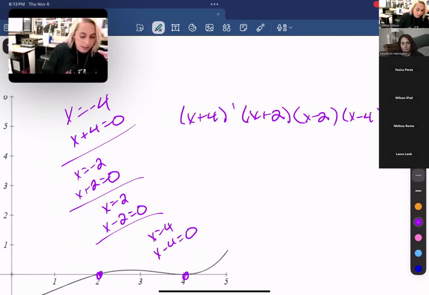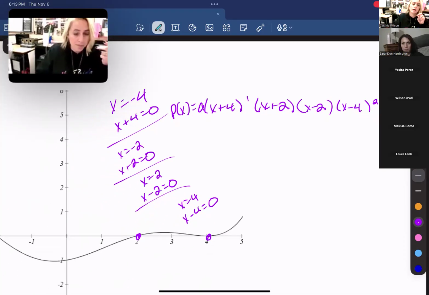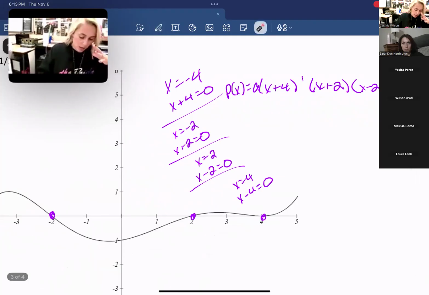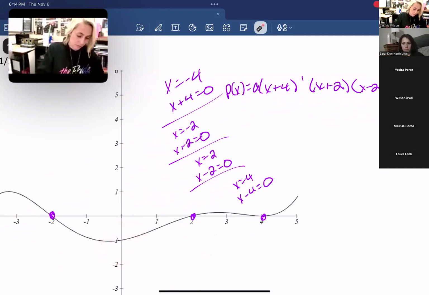Okay, now all of this, p of x equals, and then we have something called an a. An a is what determines your end behavior. All right, so how do we get that a? That's where the non-x-intercept points come in. And most of the time it's going to be your y-intercept. In this case it is because of that 1 right there, or negative 1, excuse me.